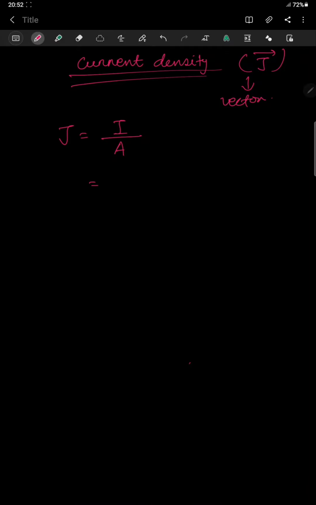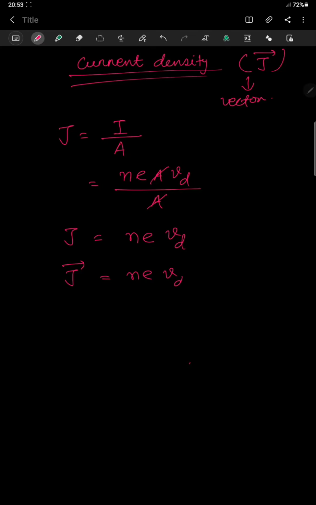In the last class, we derived the expression for current, and it was NEAVd, where Vd was the drift velocity, divided by A. So A gets cancelled out, and J is equal to NEVd. Vectorially, if I want to write this, J vector will be NEVd vector. So this is the vectorial representation of your current density.